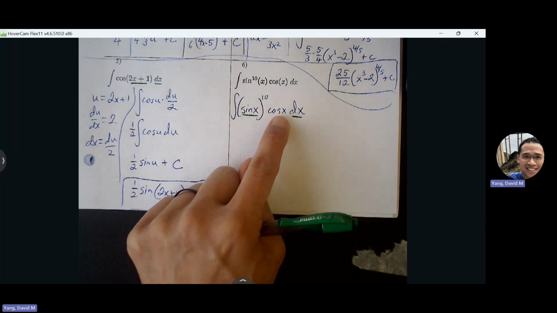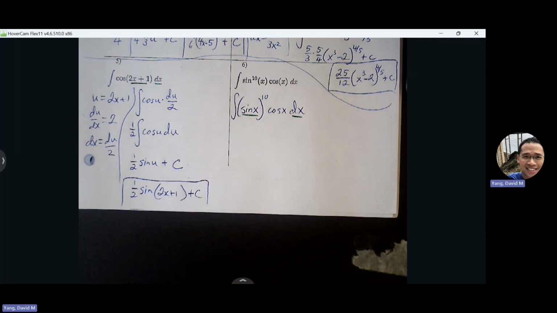Cosine. There's a cosine waiting for us, right? So this should work out, right? Whatever the u value is, it's always good to think about, okay, what is the derivative? And do I see a version of the derivative somewhere else in the problem? If I do, that's usually a good sign that we should be able to get things to work out.